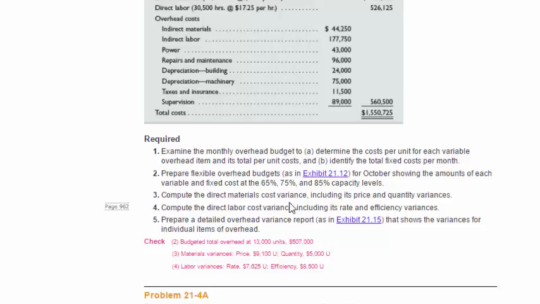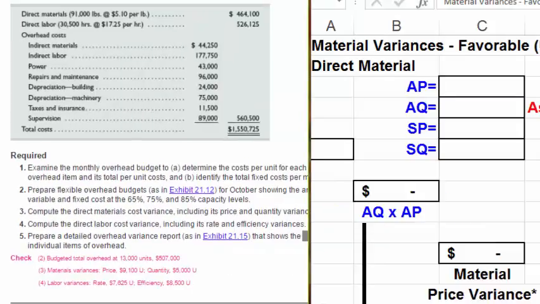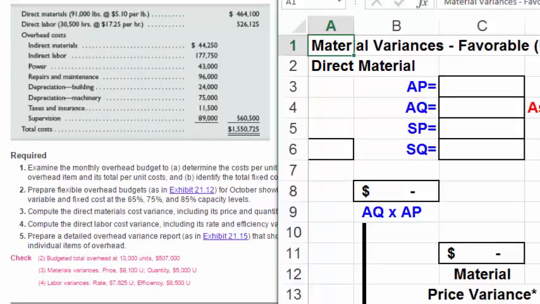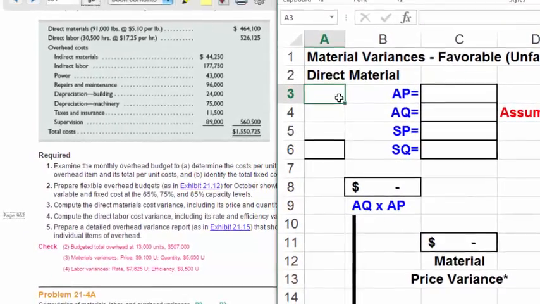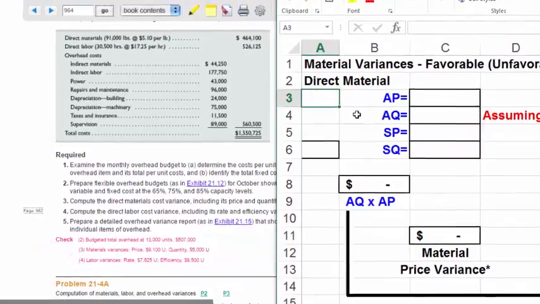Compute the direct material cost variance, including its price and quantity variances. And then for number 4, we're also going to do that one. Compute the direct labor cost variance, including its rate and efficiency variances. So we'll go ahead and do that. And what we're going to do is use the material labor and variance tool. I have this Excel spreadsheet I included in your Canvas for week 12.